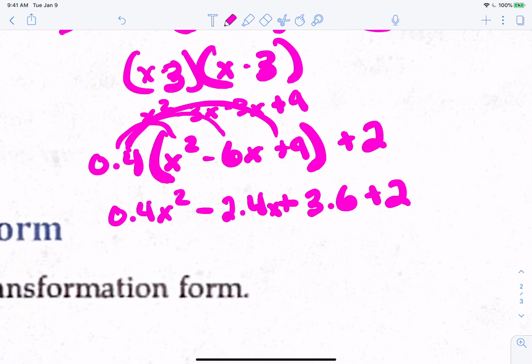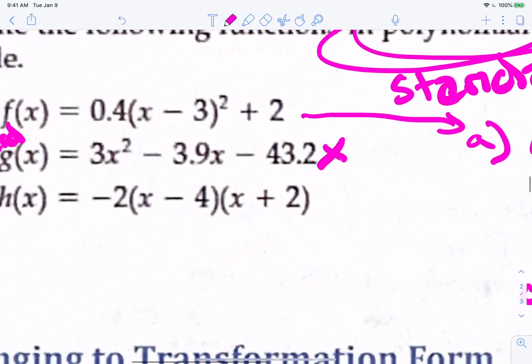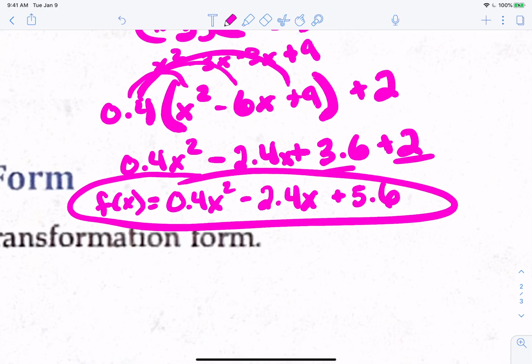Okay? One more thing we can do. Combine the 3.6 and the 2. Okay? So 0.4x squared, nothing we can do with him. Minus 2.4x, nothing we can do with him. Plus 5.6. And we'll call this guy f of x. Was he f of x? Yes, f of x. So now he is in standard form or polynomial form.